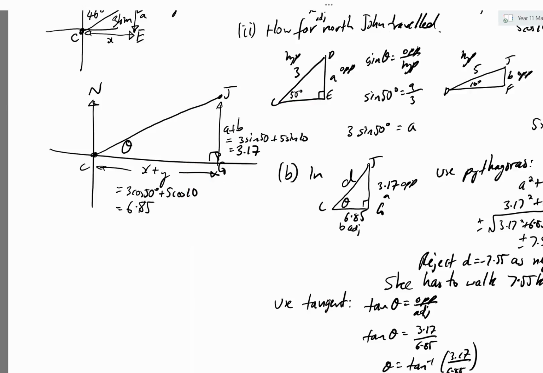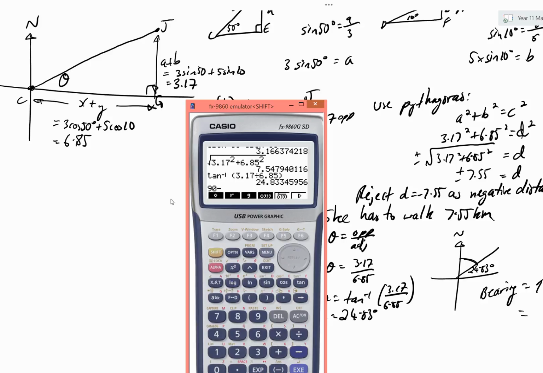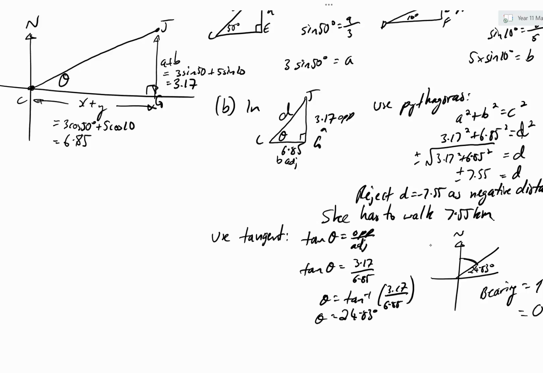Angle's 24.83 degrees. Okay, but remember, what I've found is this 24.83 degrees. I want a bearing from north, so the bearing will be 90 minus that angle. Okay, so I've already got that angle in there, so 90 minus that answer, shift answer, 65.17. Okay, so the bearing is 065 degrees true.